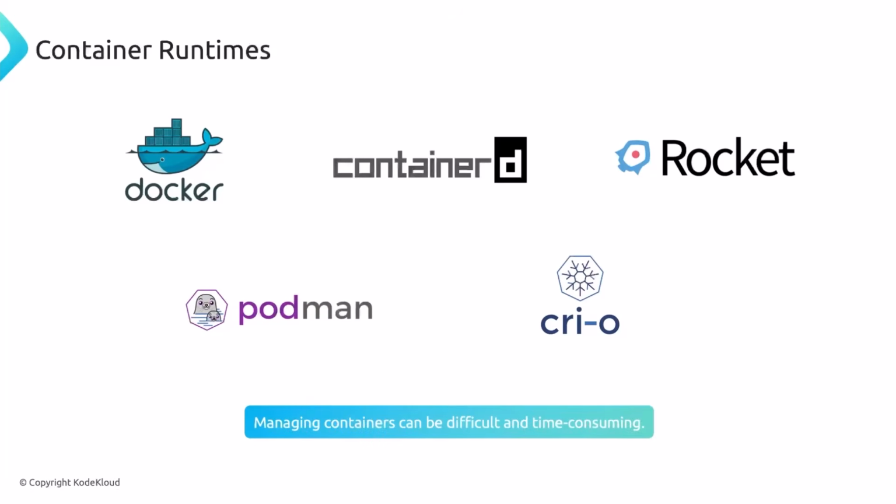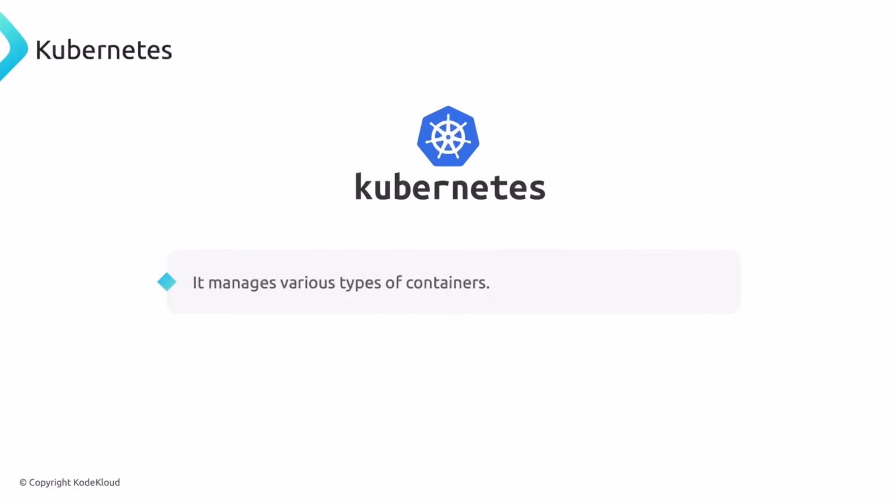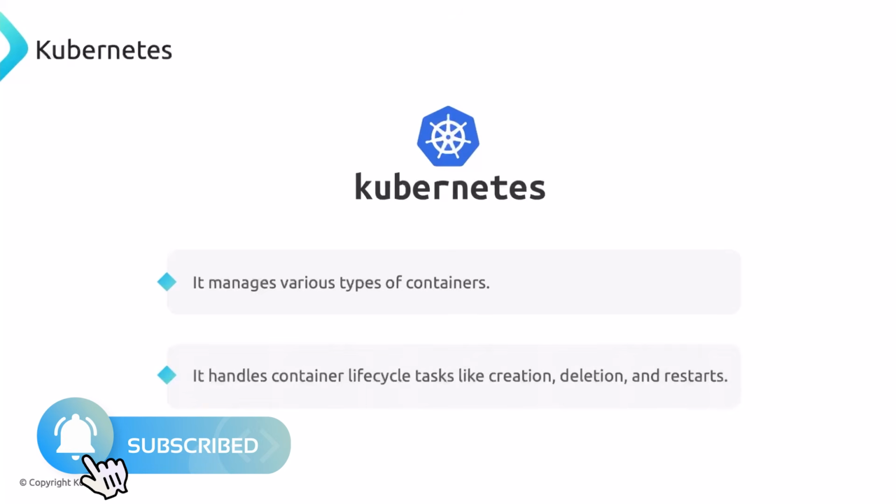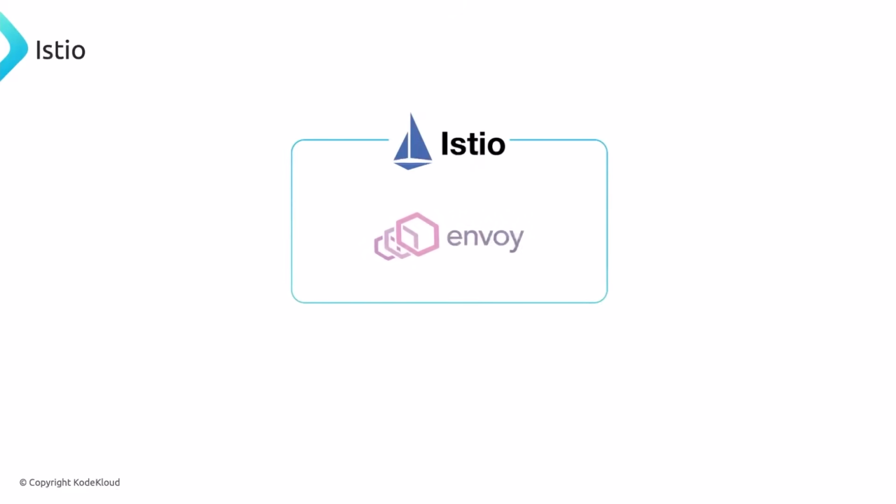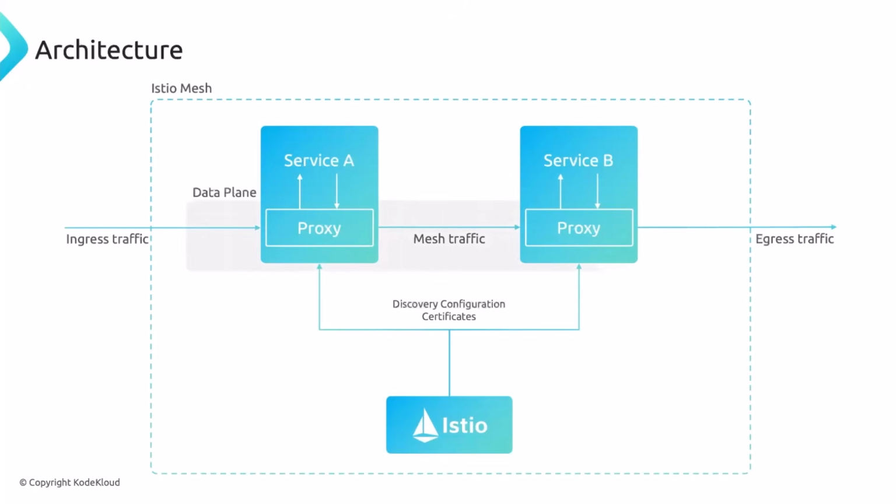Managing these container runtimes can be challenging and time-consuming. Luckily, there is a solution, and that solution is called Kubernetes. Kubernetes is essentially an orchestrator that can manage different types of containers. It takes care of creating them, destroying them, restarting them, etc. So, Istio is to Envoy proxy what Kubernetes is to containers. Istio is an orchestrator that facilitates the management of these Envoy proxies. Pretty straightforward. The architecture. An Istio service mesh has two components, the data plane and the control plane.